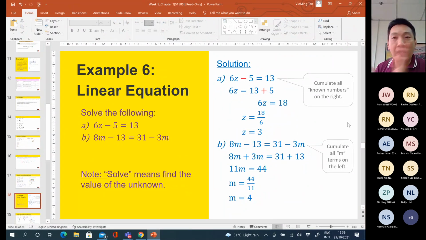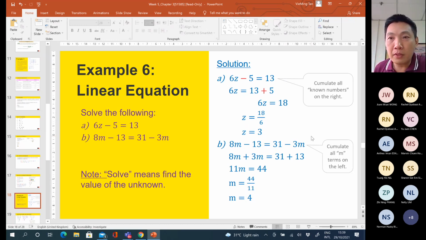Before you move anything from left to right, it's better to simplify the numbers on the right-hand side first, because moving is always very costly. Better to simplify, solve the internal problem first. So 13 plus 5 is equal to 18. Now both sides have been simplified.